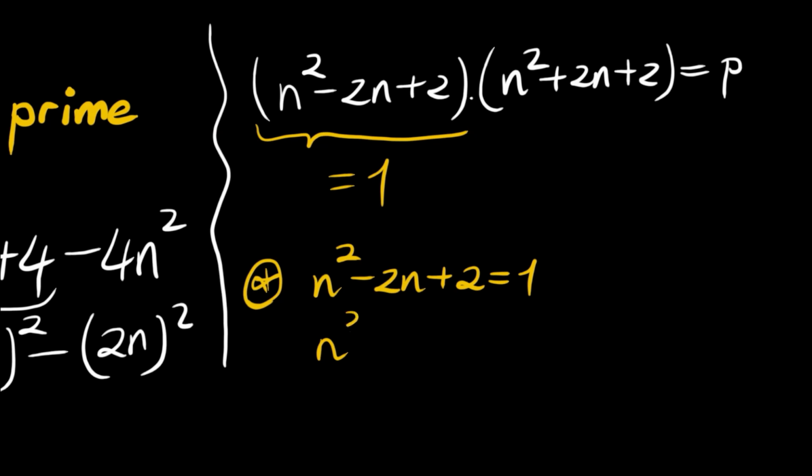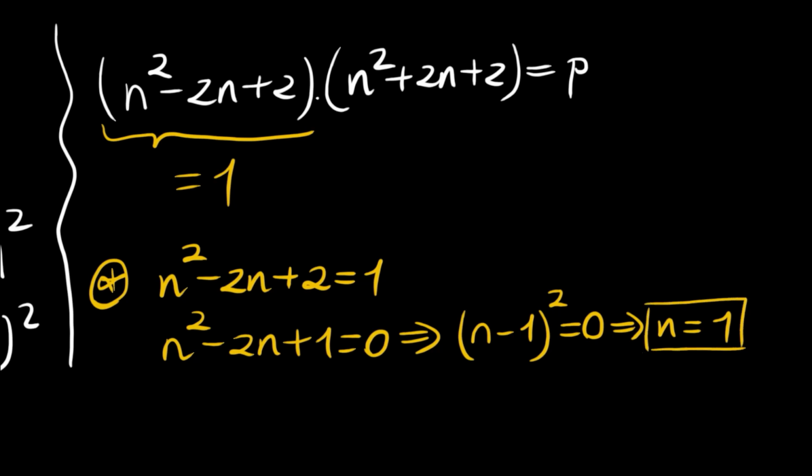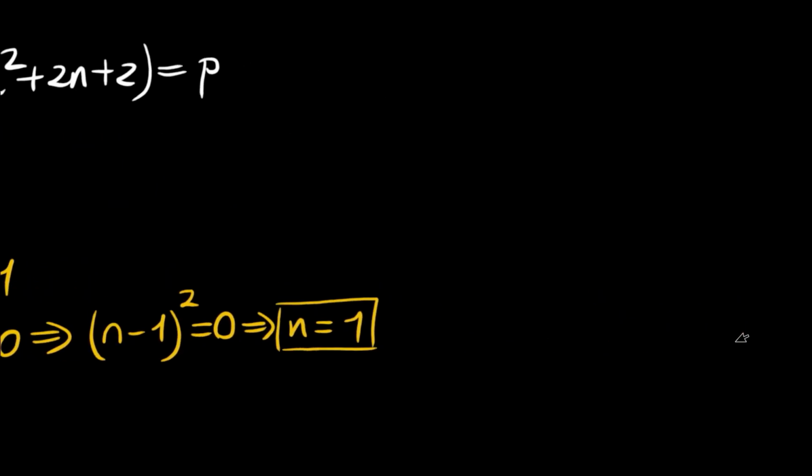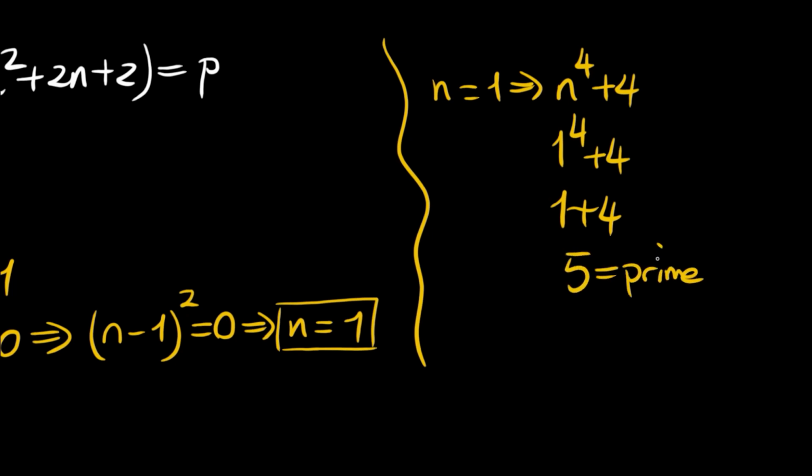Having everything on the same side, we will have n squared minus 2n plus 1 is equal to 0. Then this is the complete square of n minus 1, so n should be equal to 1. Let's check if n is equal to 1. N is equal to 1 becomes n to the fourth power plus 4, 1 to the fourth power plus 4, 1 plus 4 is equal to 5, and this is prime. So n is equal to 1 is an integer satisfying our conditions.